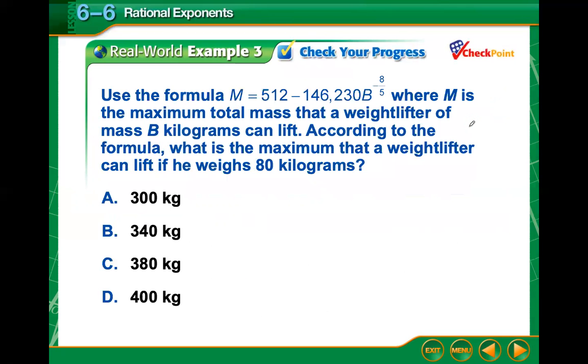So go ahead and try this one. All right, so with this, you were just supposed to plug in 80, and you would have gotten C, 380.